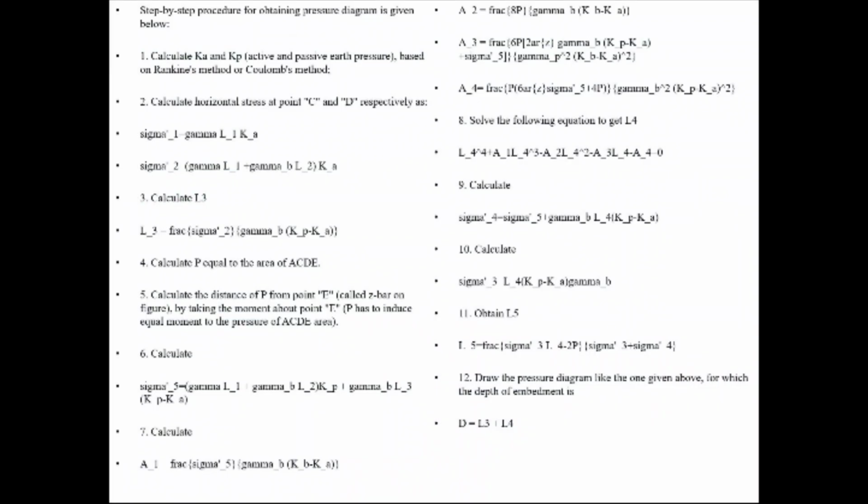The step-by-step procedure for obtaining the pressure diagram is given below. First, calculate the Ka and Kp, which are the active and passive earth pressure coefficients, based on Rankine's method or Coulomb's method. Then, calculate the horizontal stress at point C and point D, respectively, as sigma 1 = gamma L1 Ka and sigma 2 = (gamma L1 + gamma' L2) Ka. After that, calculate L3 using L3 = sigma 2 / (gamma' (Kp - Ka)). Then, calculate P, equal to the area of ACD.